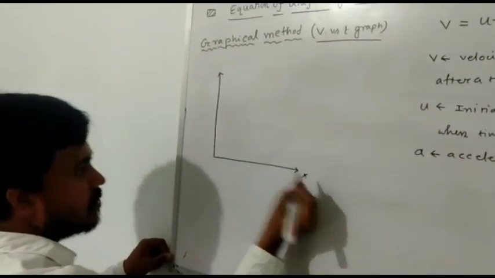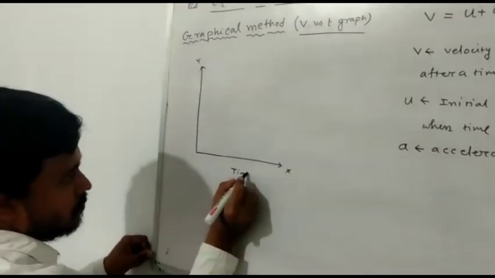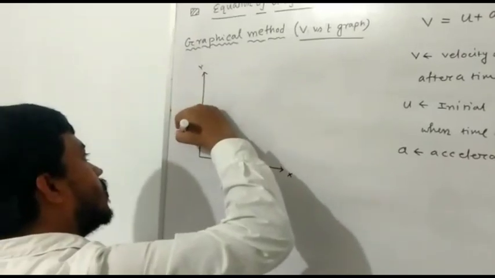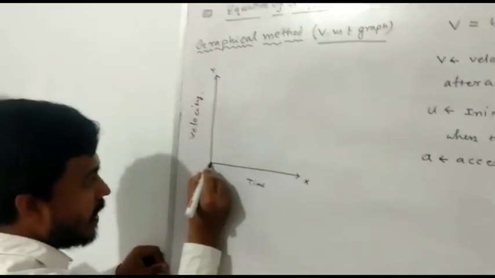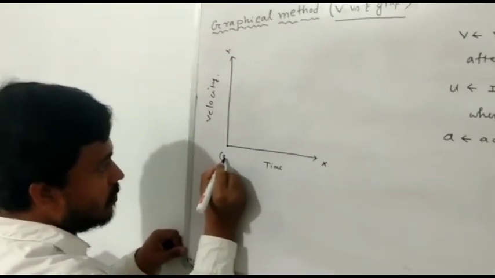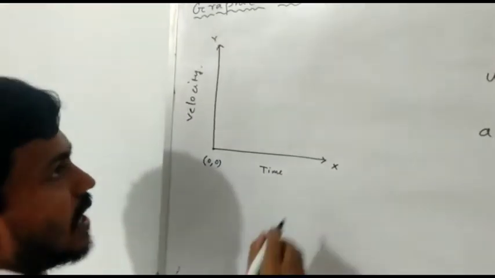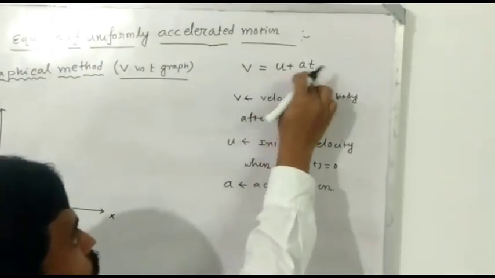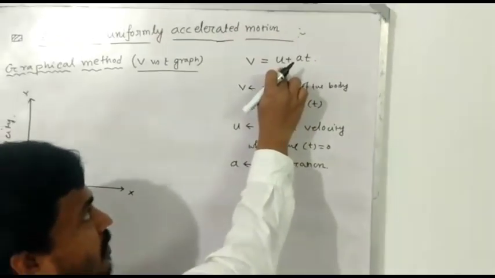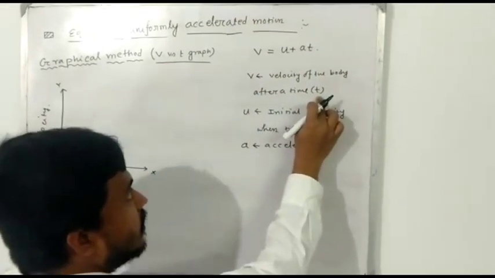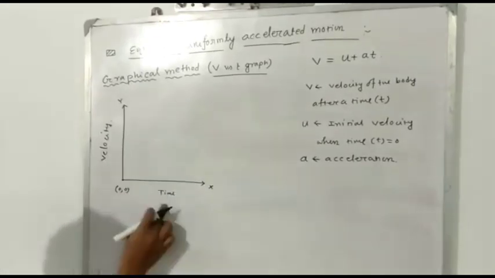So this is the x axis, this is the y axis. Along the x axis we plot time, and along the y axis we plot velocity. At this point the value of time is 0 and the velocity is 0. But according to our question, we prove v equal to u plus at, so when time t equal to 0, the velocity of the body is u, not 0. After a time t, the velocity will be v. We now plot these in the velocity time graph.